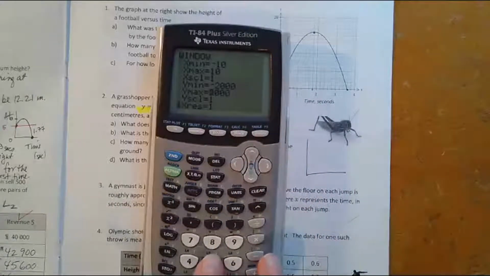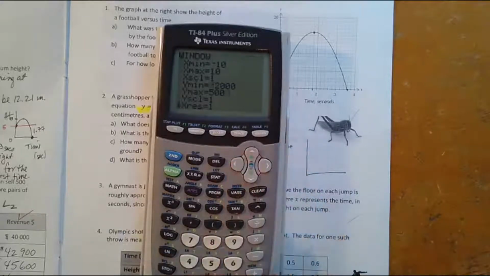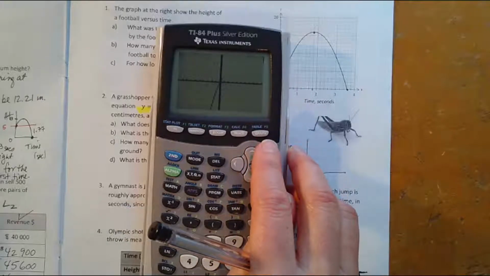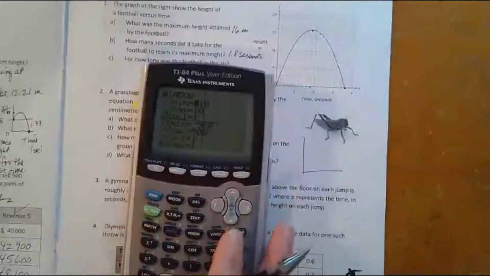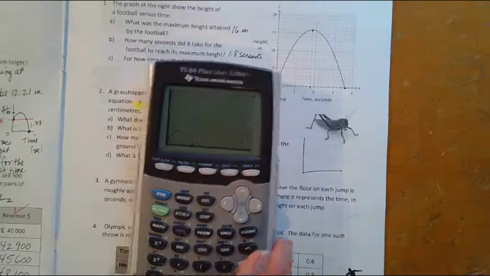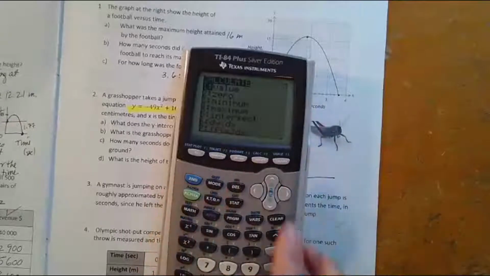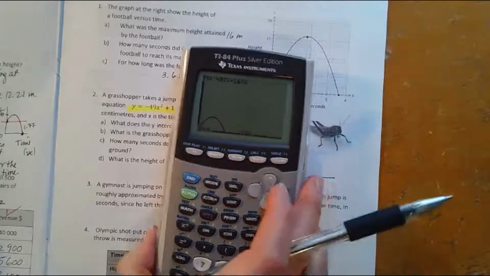I'm going to say 500, negative 500, because the part of the graph that I want to see, I just want to really see. Sometimes the Zoom 0 really throws you off, right? There, okay. So this is the grasshopper. Let's figure out what the y-intercept is. Second trace value 0, 0.